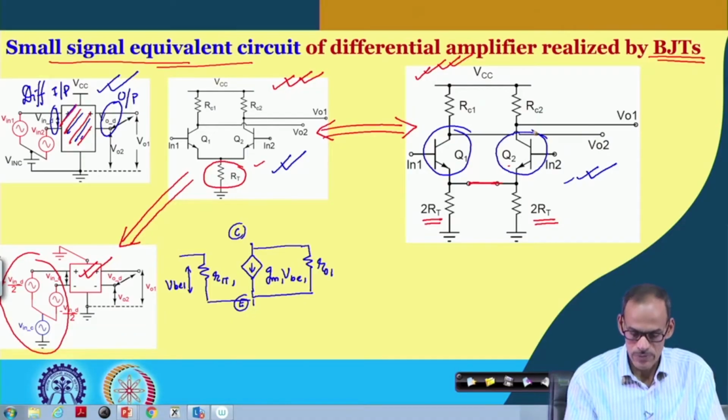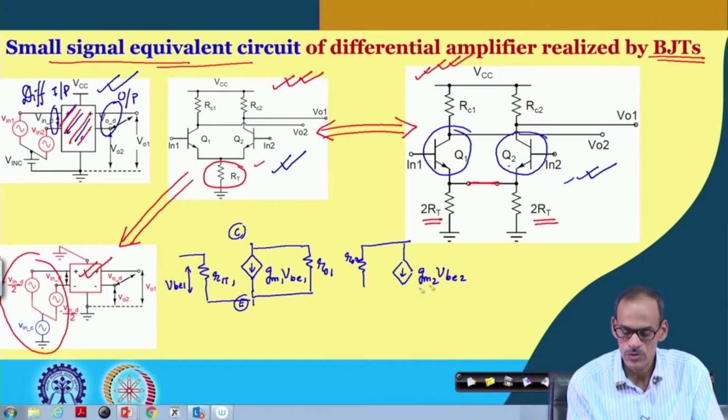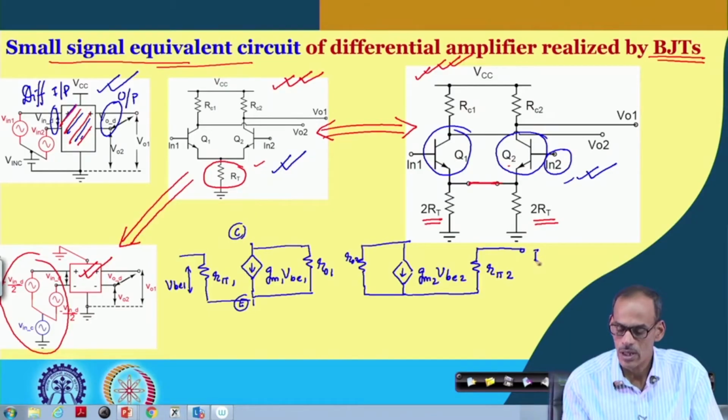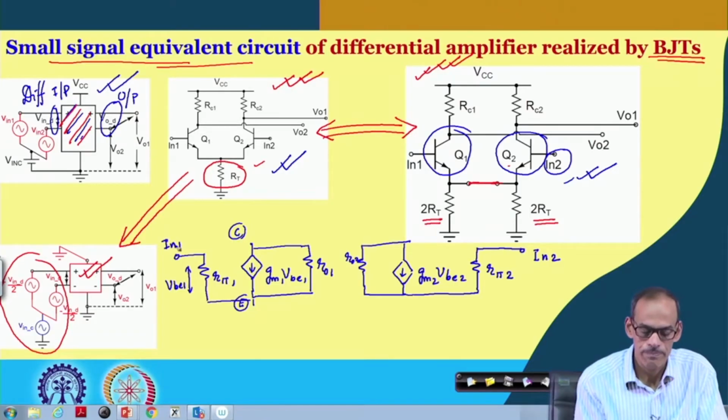So, likewise for transistor 2 we do have RO2, then we do have GM2 multiplied by its corresponding VBE2, this is the voltage dependent current source, and then we do have R pi of transistor 2, R pi 2, and then we do have the input terminal here. So, we call this IN 2 and this IN 1.